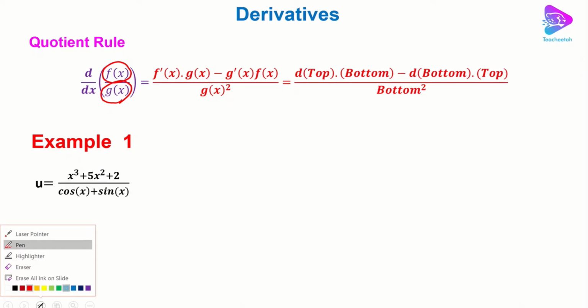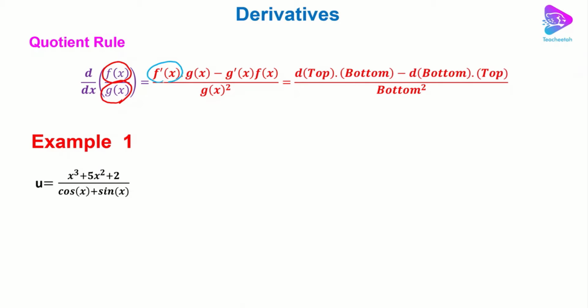Based on this rule, first we have to take the derivative of f(x), which is going to be f prime of x, and basically the top function or numerator in here, and multiply it with g(x), which is the denominator or the bottom function here, minus g prime of x. So we need to take the derivative of the bottom part and multiply it with the f(x) as it is. So we keep f(x) as it is, and over g(x), the bottom function, in power of 2.